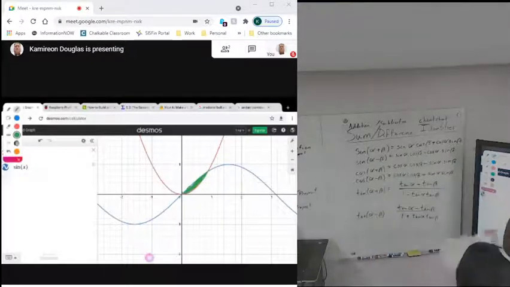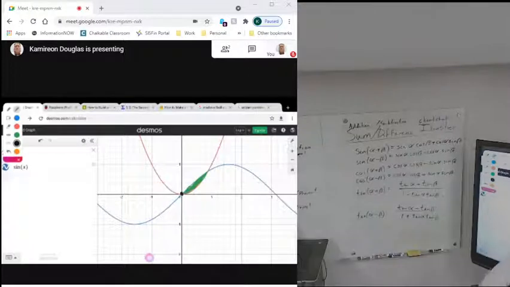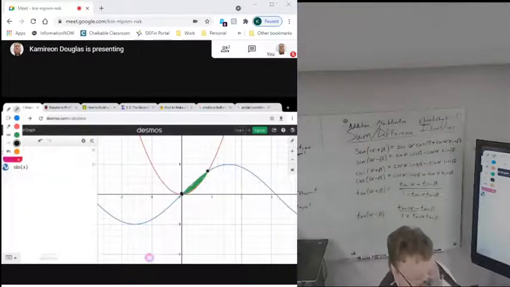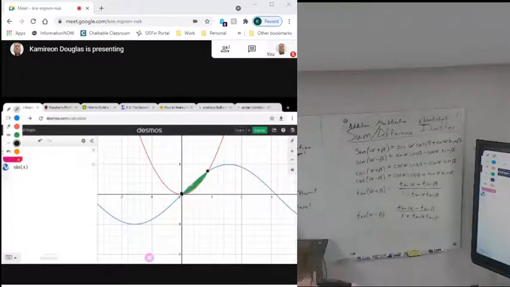This value right here comes from the formula. This value right here comes from the formula. And so I have to be able to find those values in order to do this. Now, there's a graphing calculator to help out a little with this, because it should be able to tell you exactly where those values are.